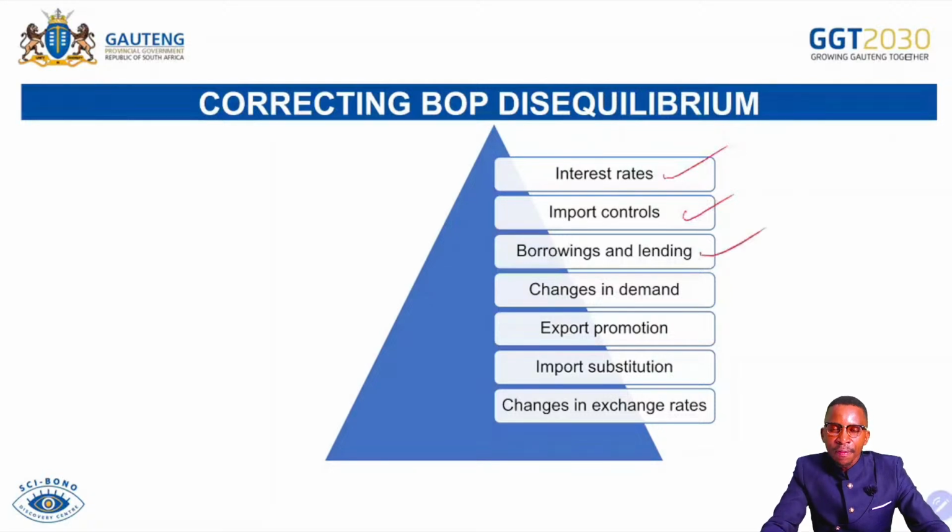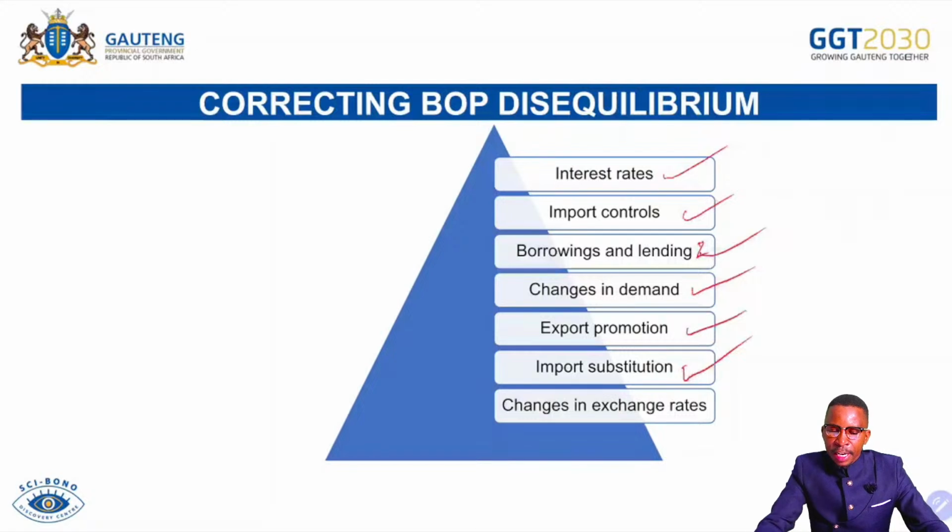Borrowing and lending. South Africa can borrow money from the IMF so that it can finance its BOP disequilibrium, but this is known as a short-term solution. Changes in demand. As demand changes, it can lead to either more or less demand for goods and services from abroad. Export promotion can be a policy that supports the exportation of locally produced goods and services by funding local businesses with export incentives so that they can produce more goods for the global market.